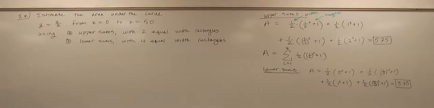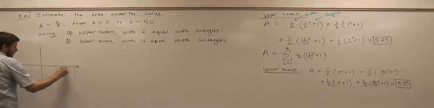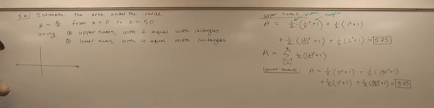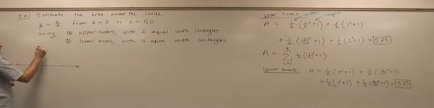So let's see if we can streamline this process here. Estimating area under the curve, upper sums, 2 equal length rectangles, y equals 3 over x from 0 to 50. Let's see. What does 3 over x look like? What's 1 over x look like? Yeah, it's got an asymptote at 0. It's a reciprocal function. So 3 over x is just 3 times 1 over x. So it's a stretch.